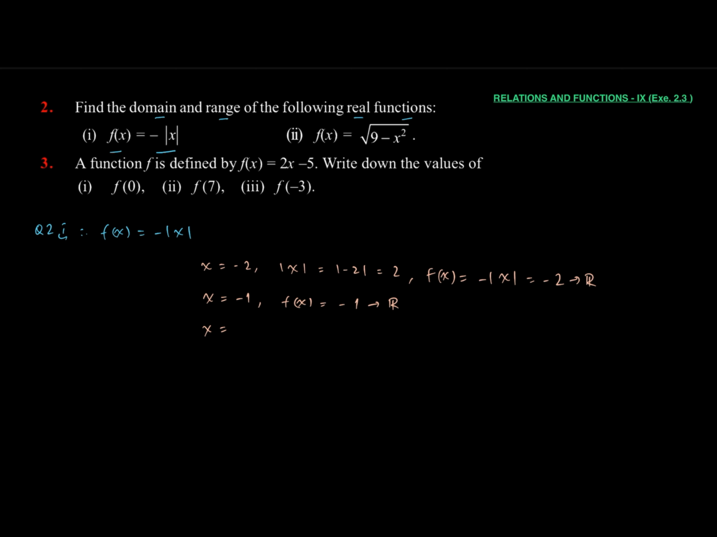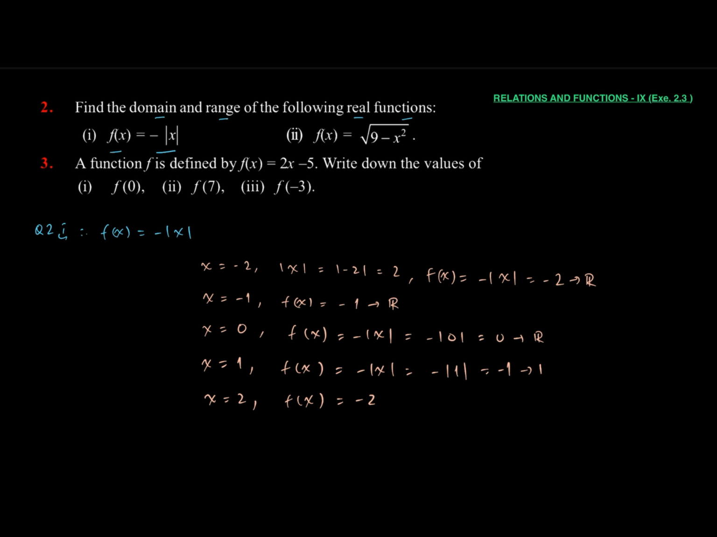Now if we put the value of x equal to 0, we'll have f of x, which is equal to negative modulus x, equal to negative modulus 0, that's equal to 0. Similarly, if x is equal to 1, f of x, which is equal to negative mod of x, will be equal to negative mod of 1, that will be negative 1. Similarly, for x is equal to 2, we'll have f of x equal to negative 2. 0 belongs to real numbers, negative 1 is a real number, and negative 2 is also a real number. And we can continue in this very pattern.